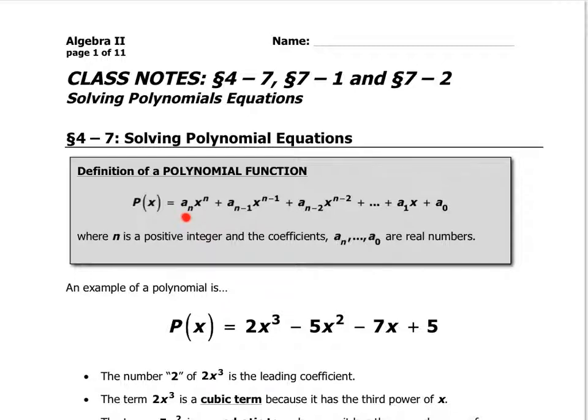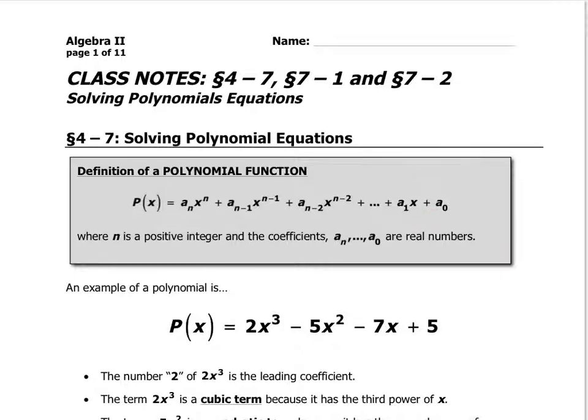We have a to the n, which is just a coefficient, and x to the n, which is just x to the highest power that's in that polynomial, followed by another coefficient, and x to one less power. So this all looks a little difficult, but it really isn't. What each of these a's are are coefficients, and the x's are x to certain powers, but they're all in descending order.